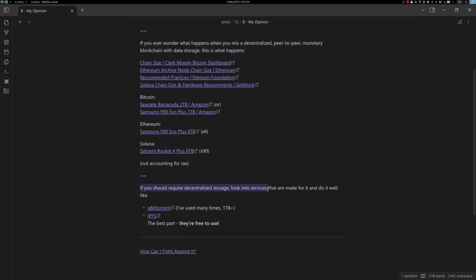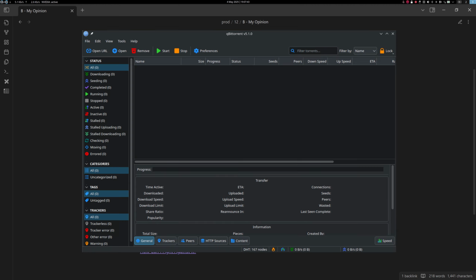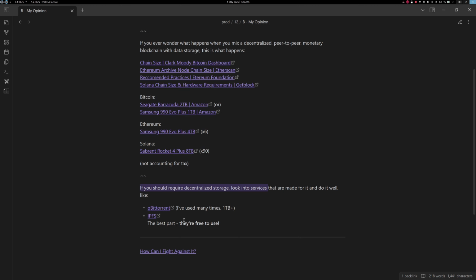Now, if you require decentralized storage, what you should do is not store that data on a blockchain and store it in something like BitTorrent or IPFS. I've never used IPFS before. I know it's linked a bit to the Ethereum side of things, but I can vouch for BitTorrent. I've used it many times. It's a great way to share files censorship resistantly. I've downloaded terabytes of content over BitTorrent. It's a really good tool. You should check it out.